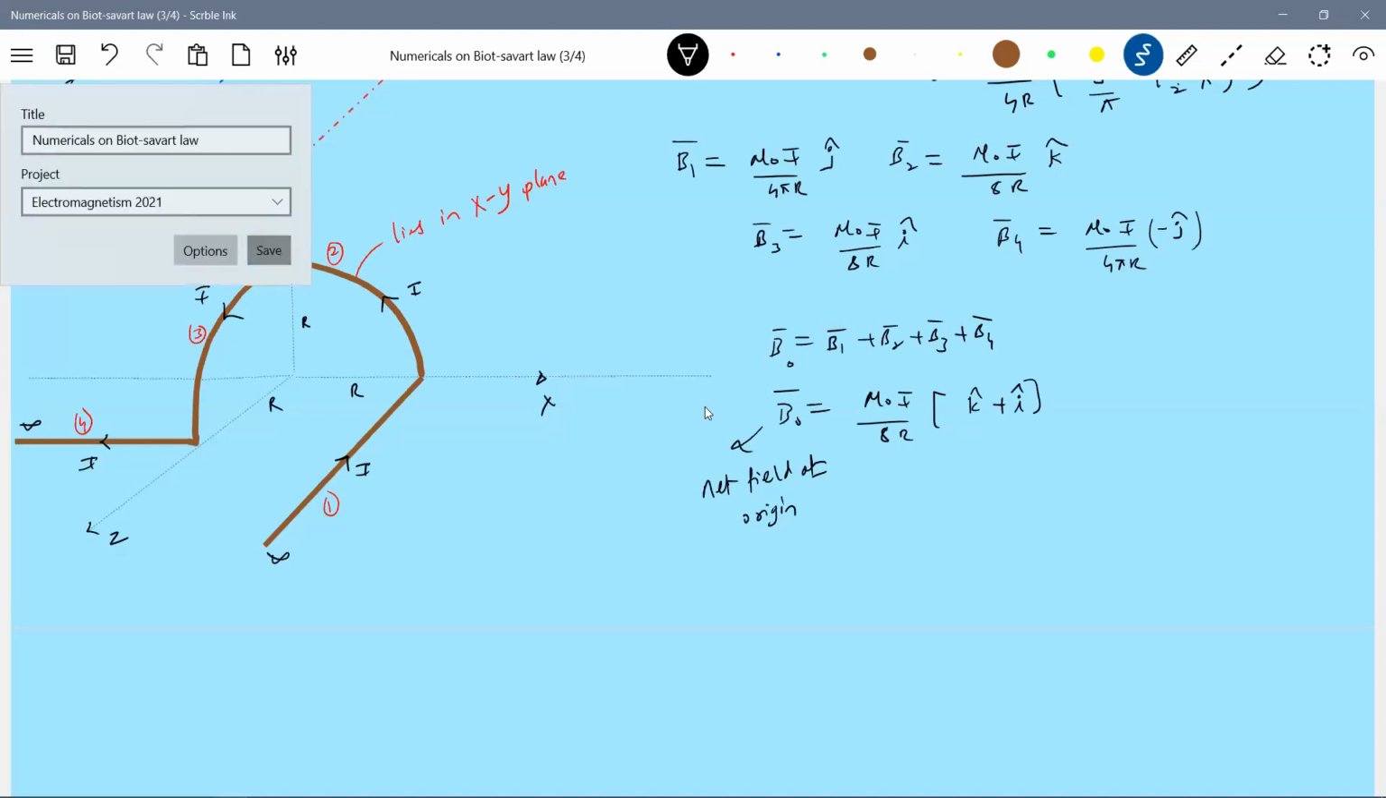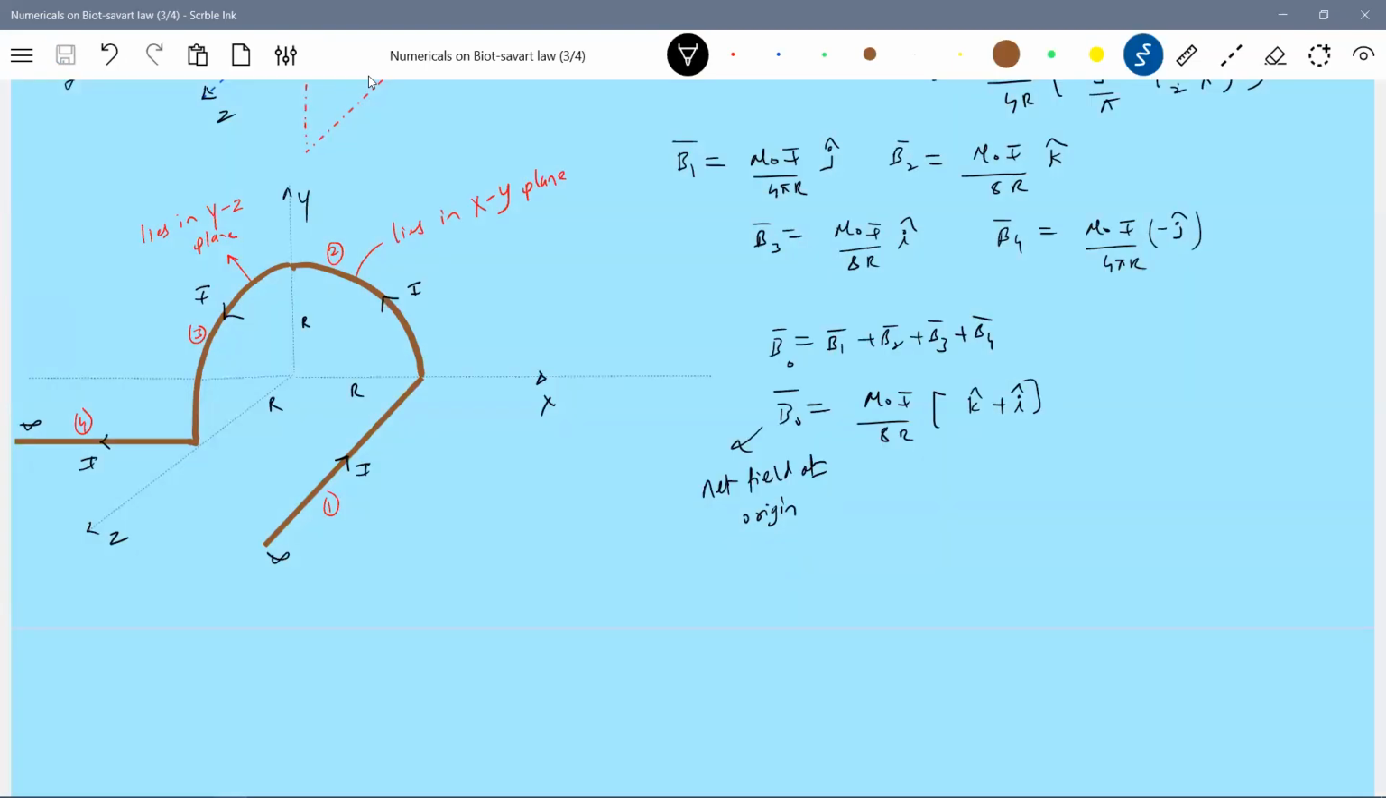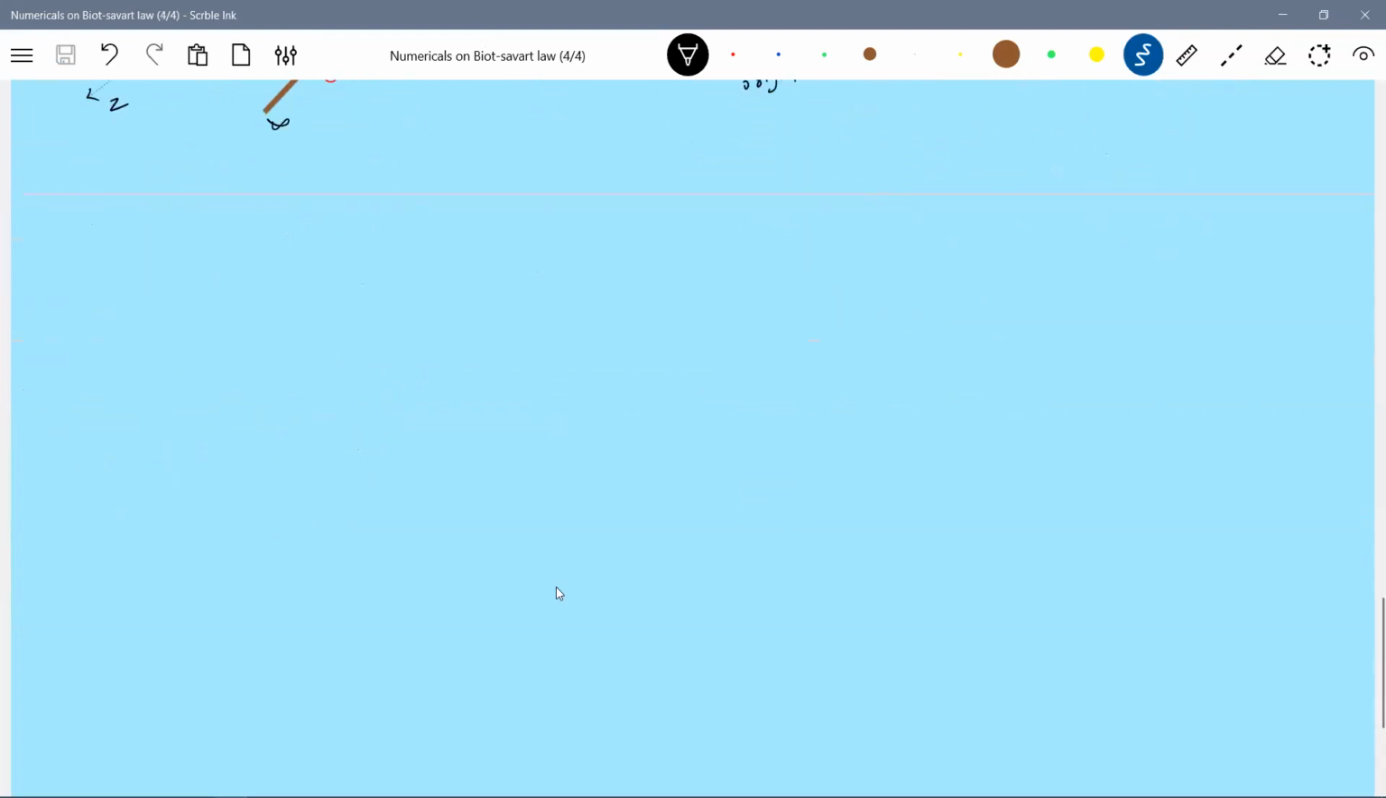Anybody having doubts, you can clarify. We'll go for the next current carrying structure. Solenoid we'll discuss. This is the solenoid. This is called an inductor in the next coming chapter, EMI, electromagnetic induction. I'm going to call this an inductor.